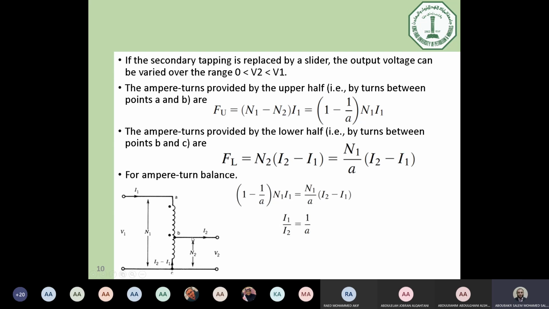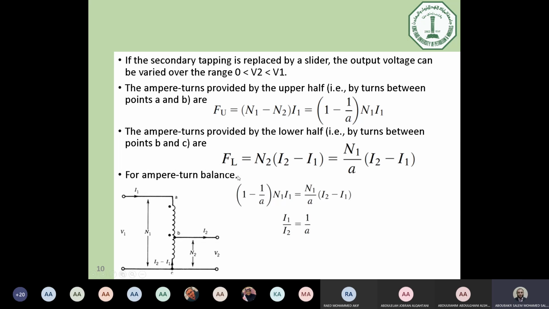So the MMF for this part equals N2 multiplied by the current which is moving inside the coil here. MMF for the coil itself means the number of turns multiplied by the current moving in the coil. So if you have I2 as output current, the current moving in this coil will be I2 minus I1. Applying Kirchhoff's current law at this point, you will find that current equals I2 minus I1.